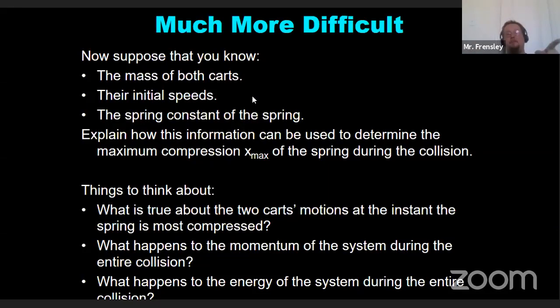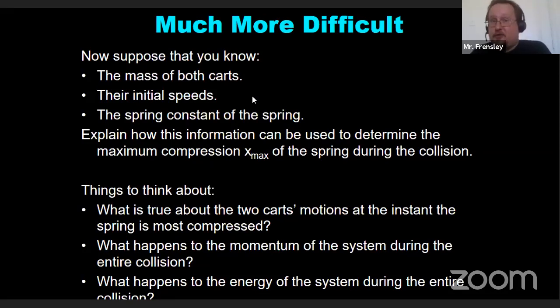So suppose you know the mass of both carts, their initial speeds, and the spring constant of the spring. Those are the 5 numbers that you have access to, right? 2 masses, 2 initial velocities. I should say velocity because there might be a sign associated with it. And the 5th thing you know is the spring constant of the spring. Explain how you could use this information to determine the most compressed that the spring ever gets.